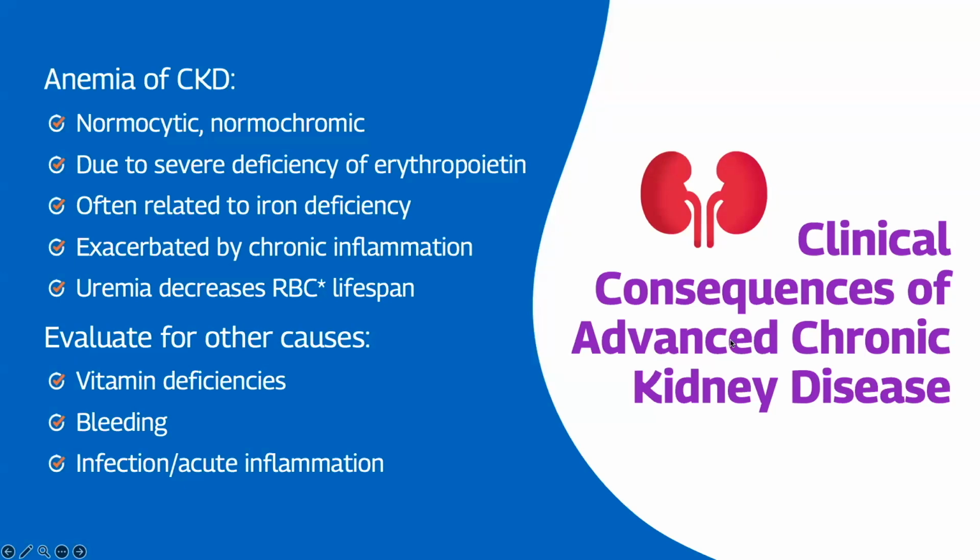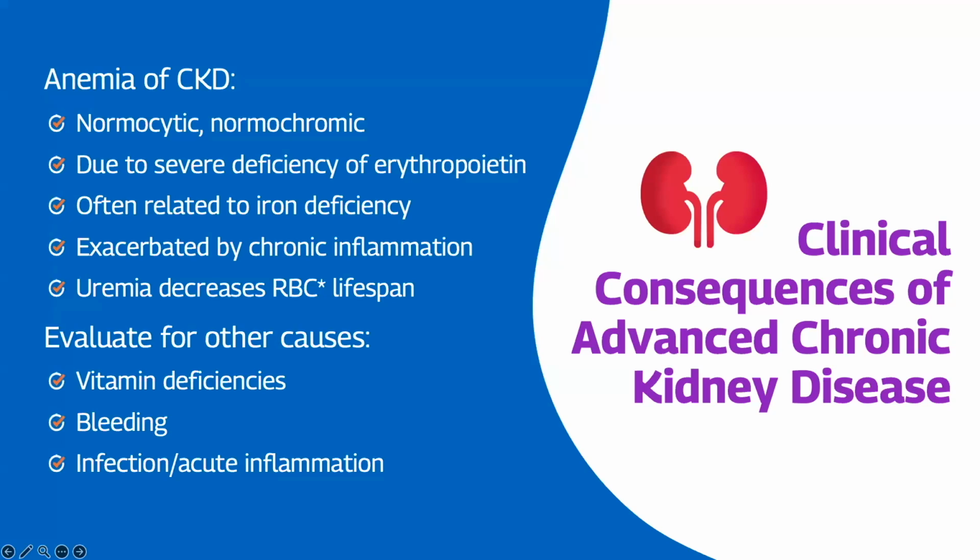So the other significant clinical consequence of advanced CKD, which also has cardiovascular ramifications in the form of left ventricular hypertrophy, is going to be anemia of CKD. This is going to basically start as early as stage 3A. And it's going to be a normocytic, normochromic anemia caused by a deficiency of erythropoietin, about 90% of which is going to be produced by healthy kidneys.